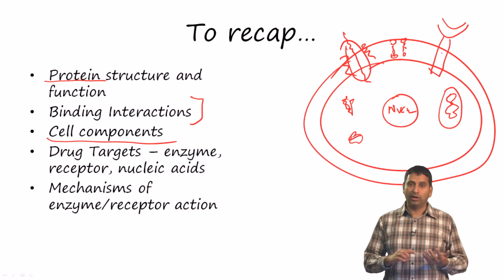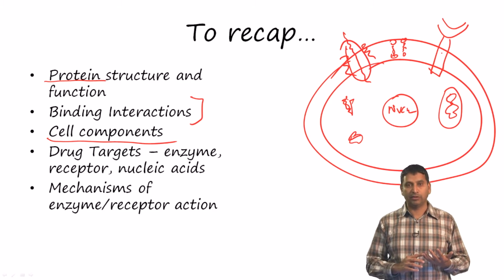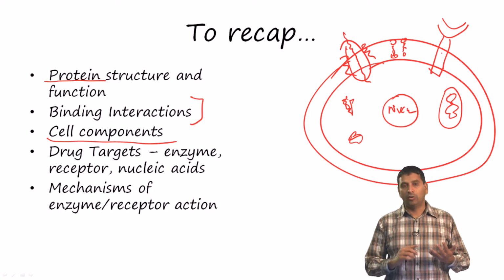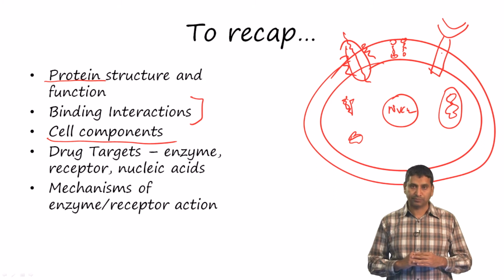We have looked at how enzyme catalysis occurs. There are several theories of enzyme catalysis. We have looked at how a receptor functions, and how in certain diseases you may want to increase the activity of a receptor. In the other case, you may also want to decrease it, and so on.